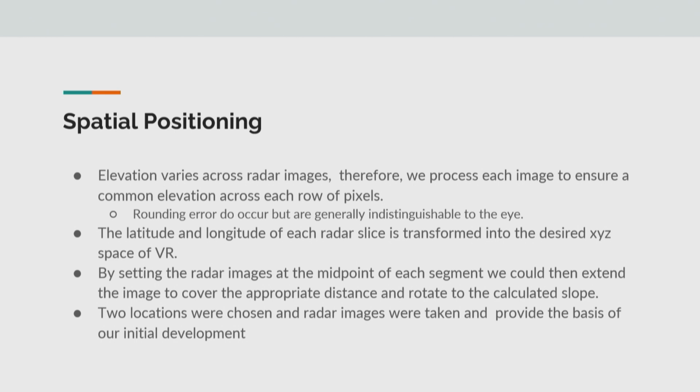We take the latitude and longitude, we convert it into a flat projection specific to the North Pole, because this is all done in Greenland. And then we have to position it. So we take each radar slice's midpoint and we set it there, do the correct rotation and scaling to get it to line up with the fence diagram. And we did this for two locations in Greenland. If you come to the demo, we'll show you one of the locations because it's bigger and a little more interesting.